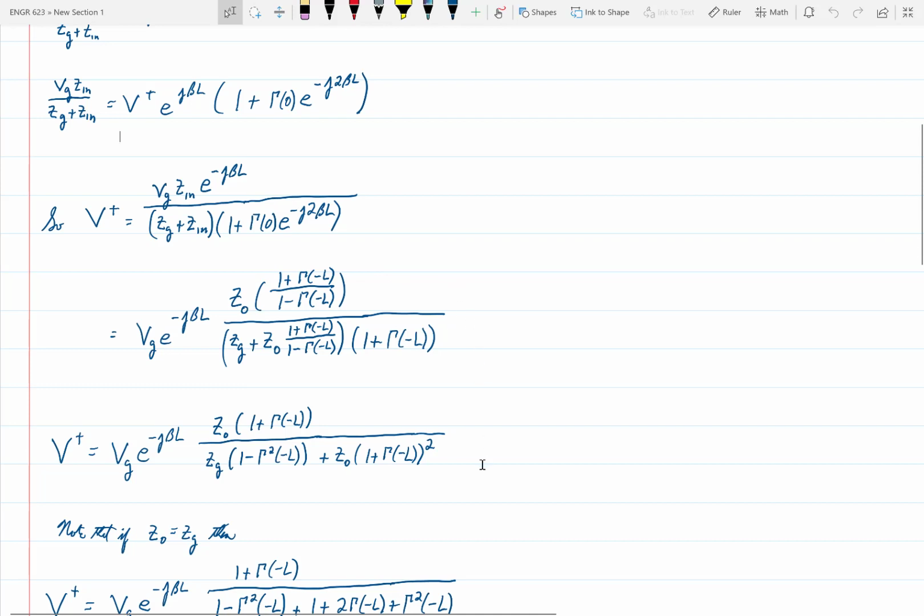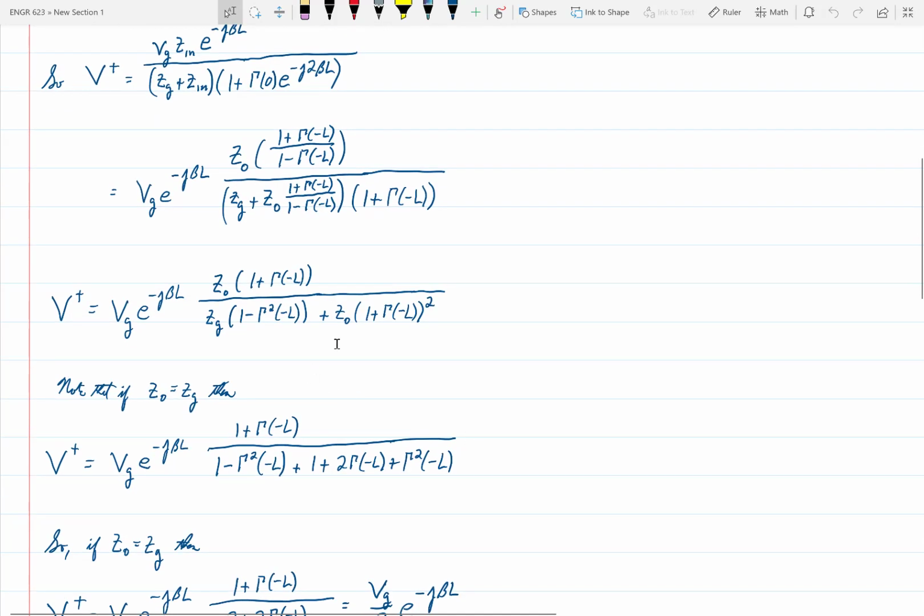And in going from this equation to this equation, we have just multiplied the top and bottom of the fraction here by 1 minus gamma of negative L. So that goes away here, it goes away here, and then we need to multiply it in by this, and also, well, that's it. So that's all we have to do. And then we've also here gone ahead and multiplied out. After multiplying the top and bottom by 1 minus gamma of negative L, we've multiplied out the denominator to get this.